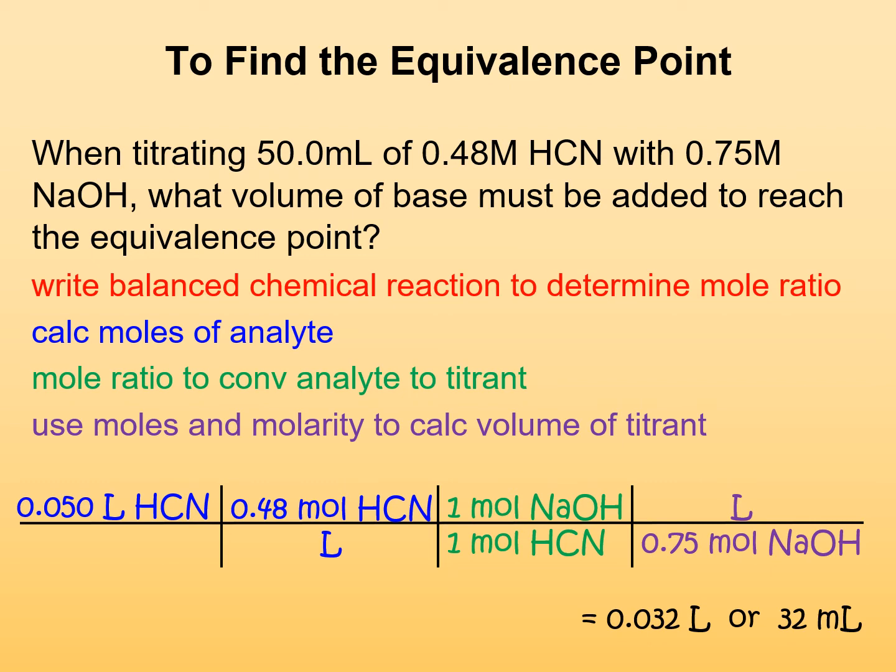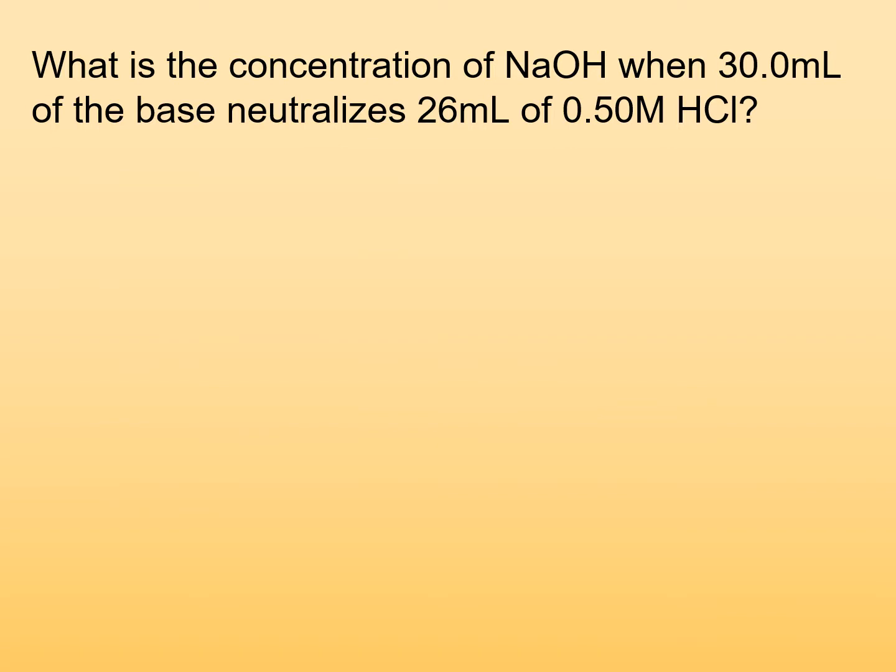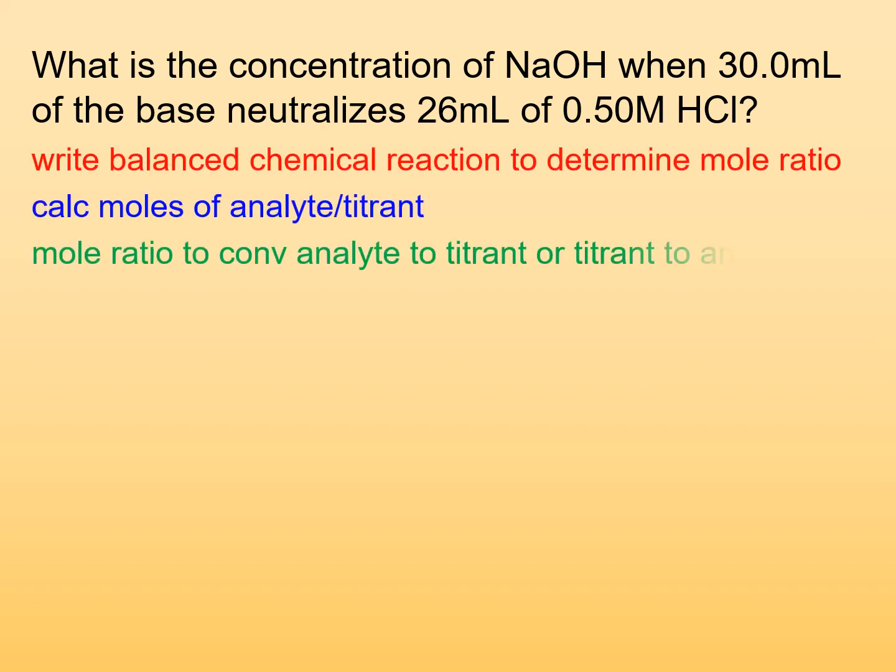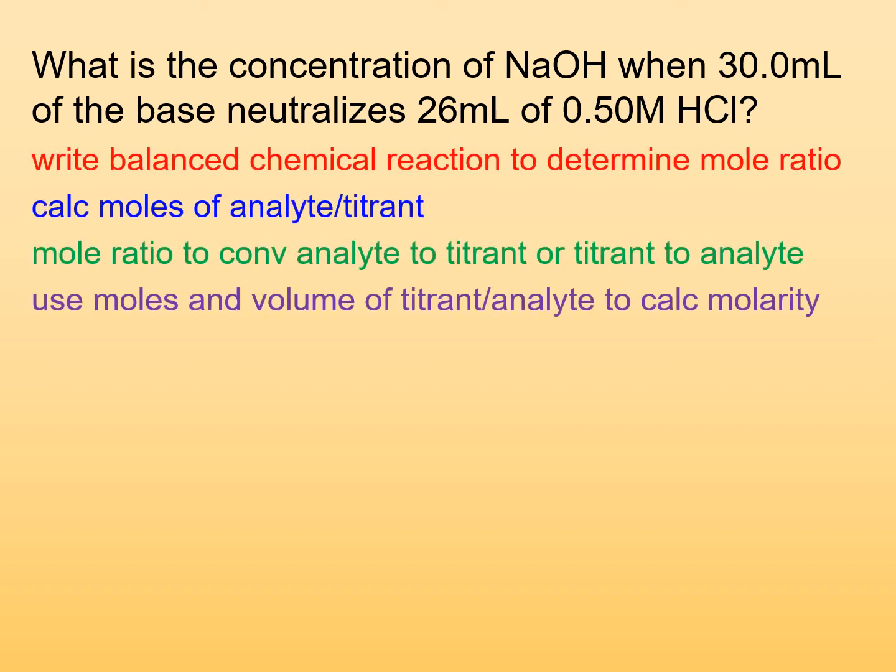So we can look at the next problem. What's the concentration of sodium hydroxide when 30 milliliters of the base neutralizes 26 milliliters of a 0.5 molar hydrochloric acid? So here we have a strong acid, strong base. So it's still going to be stoichiometry as is, still going to go through the exact same steps. Write our balanced equation, find moles from the volume, use mole ratio, and then use the molarity to find the missing molarity or volume.